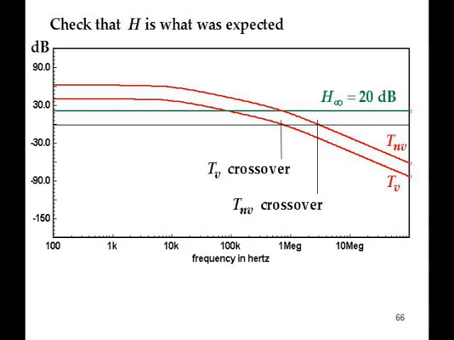It also shows TV, because this is a voltage injection calculation, so it's got an extra subscript V on it. TV is high at low frequencies, and it crosses over, and the TNV is larger than the TV in this case, and crosses over at a somewhat higher frequency.